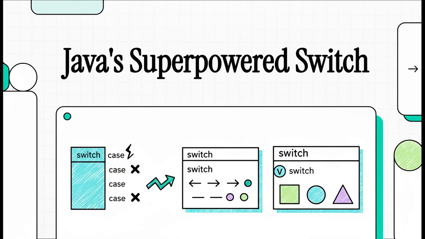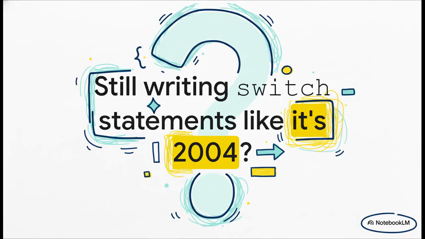You know, in Java, one of the oldest statements we all learned just got a massive super-powered upgrade. Today, we're explaining the complete evolution of the humble switch statement. So, let me ask you something. Be honest. Are you still writing your switch statements like it's 2004? With that endless cascade of colons and breaks?